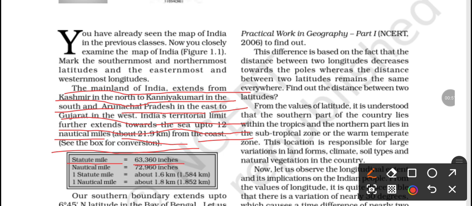Statute mile 63,360 inches. Nautical mile 72,960 inches. One statute mile is about 1.6 kilometers, 1.584 kilometers. One nautical mile is about 1.8 kilometers, 1.852 kilometers.